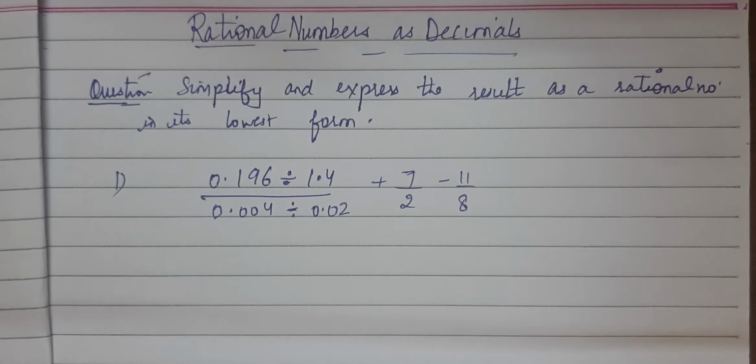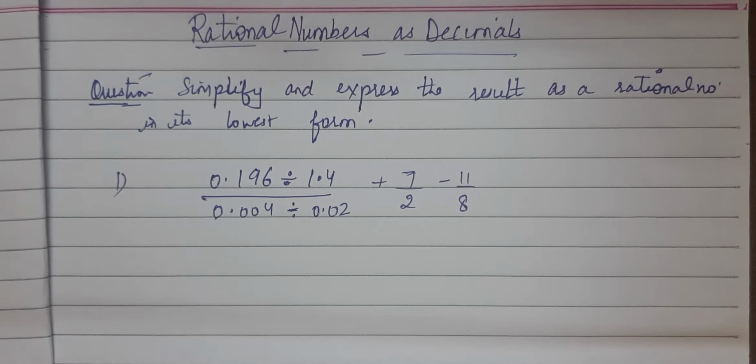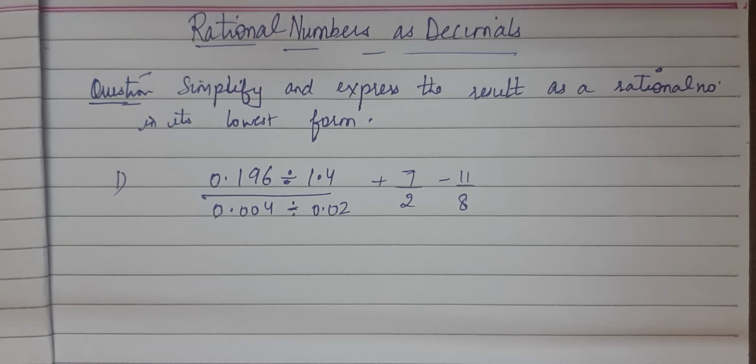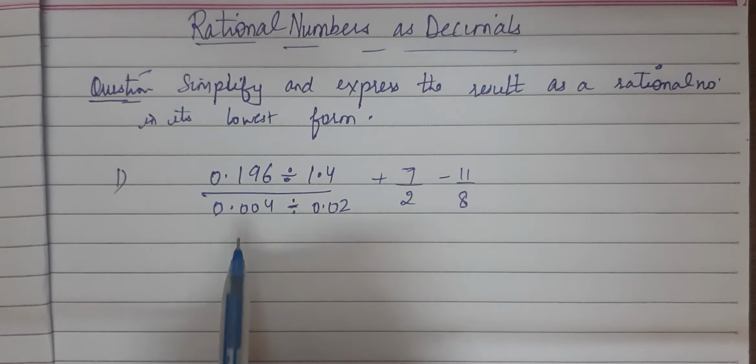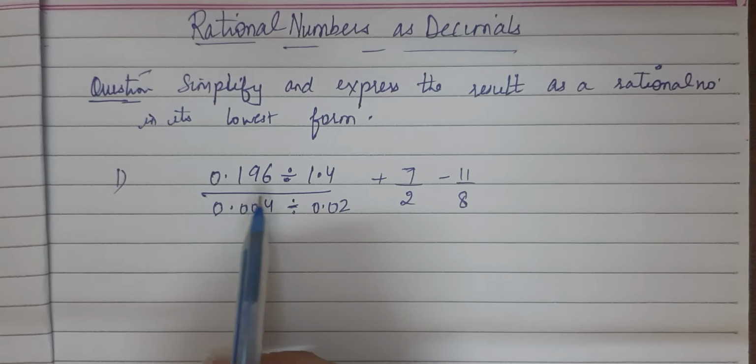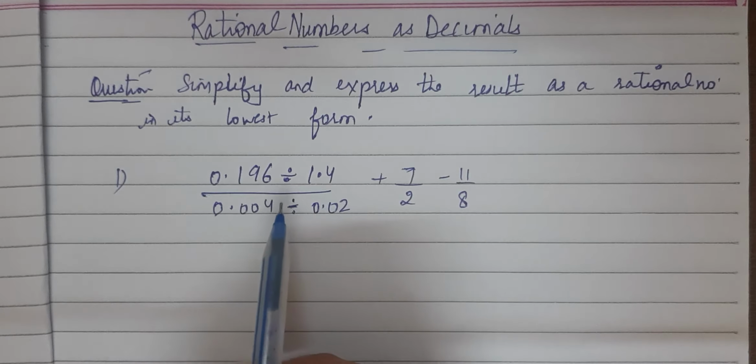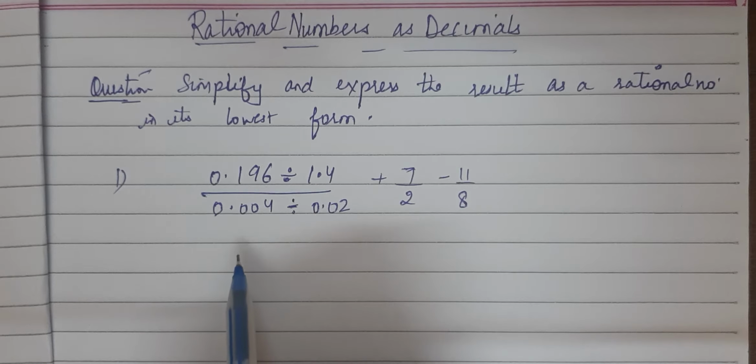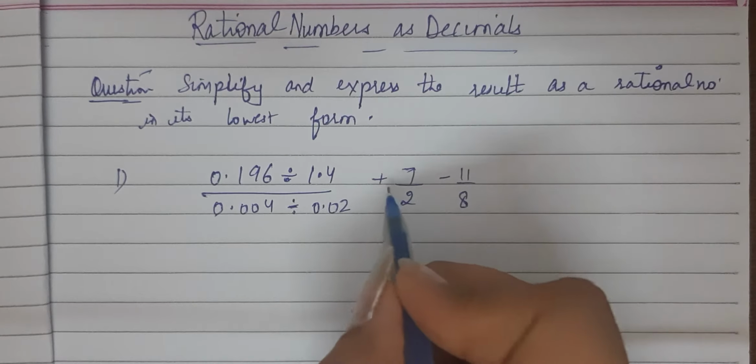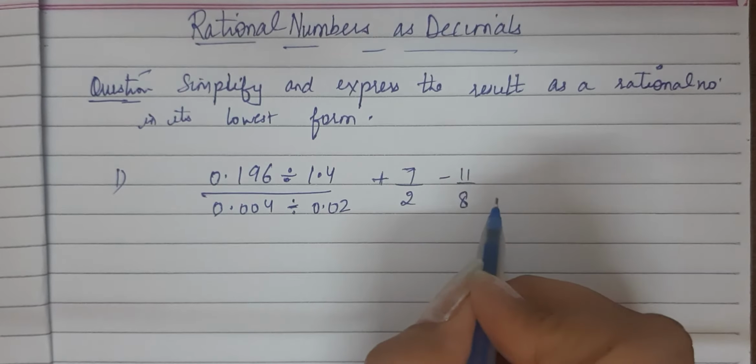Hello students, in this video we will study the rational numbers as decimals. The question type is how to simplify and express the given number in the lowest form of rational numbers. You can see the question on the screen: 0.196 divided by 1.4 upon 0.004 divided by 0.02, plus 7 by 2, minus 11 by 8.